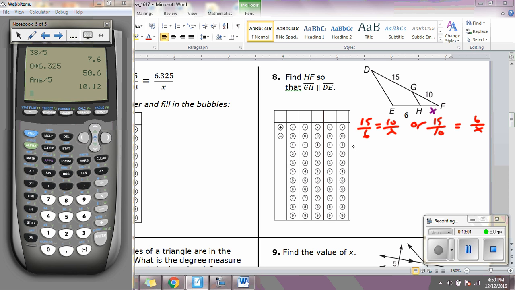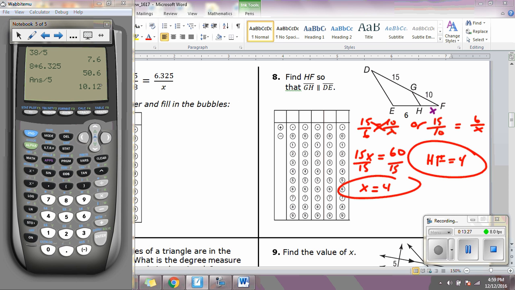So now let's cross multiply. So that's 15 times x. So 15x is equal to 6 times 10, which is 60. Divide both sides by 15. So x is equal to 4. Or I'm sorry, HF is equal to 4 because that's what we were looking for.